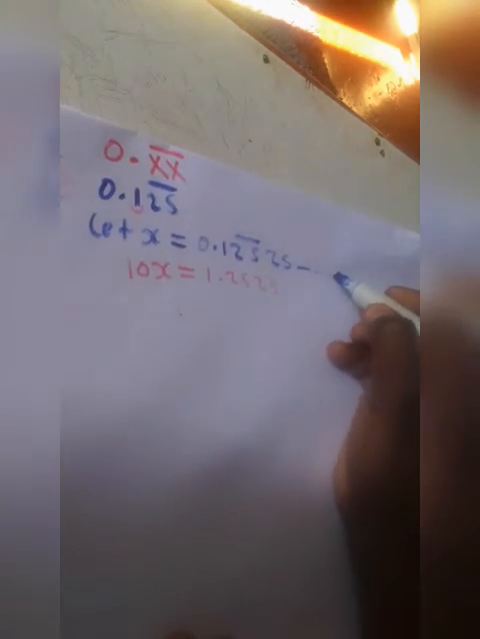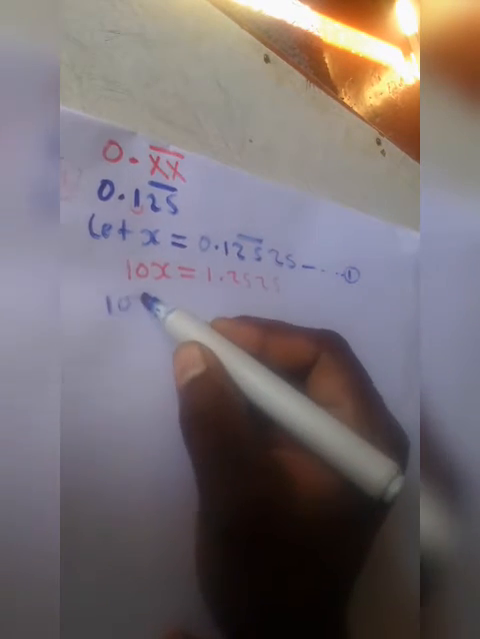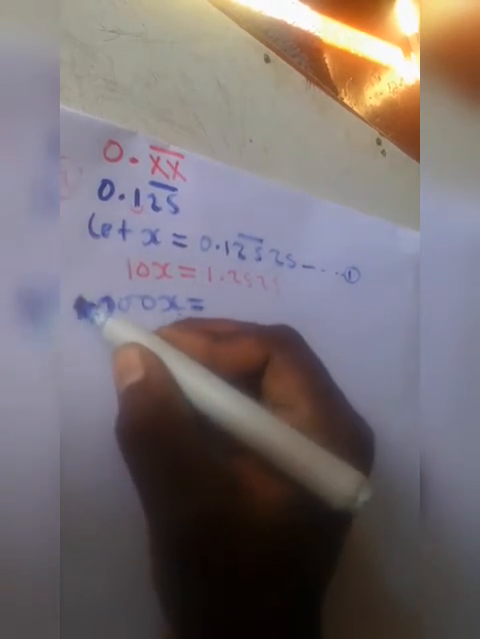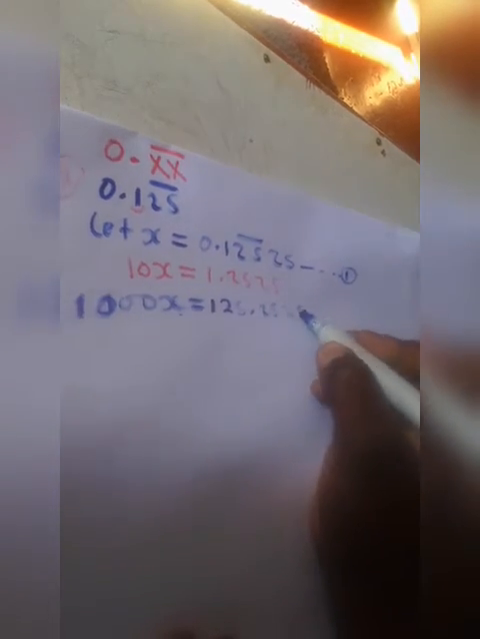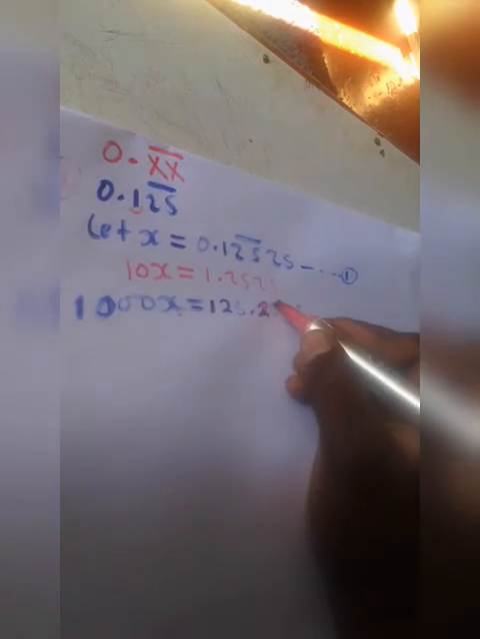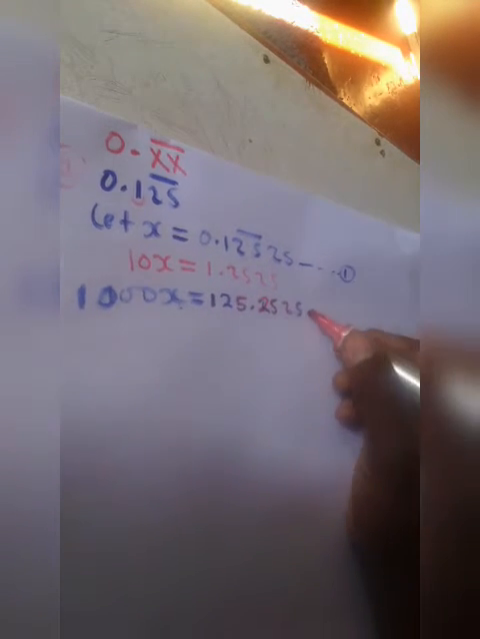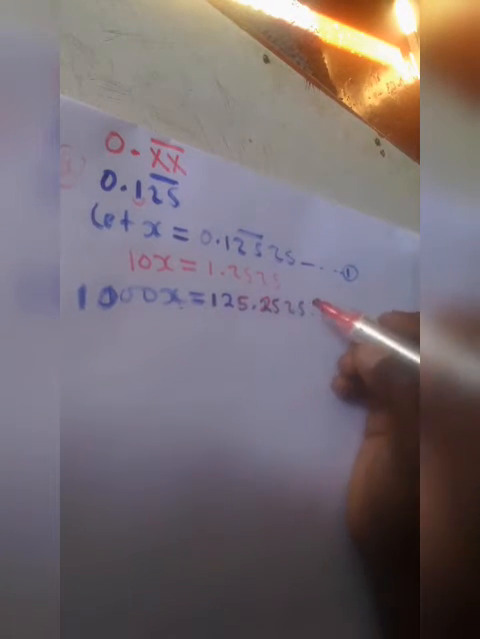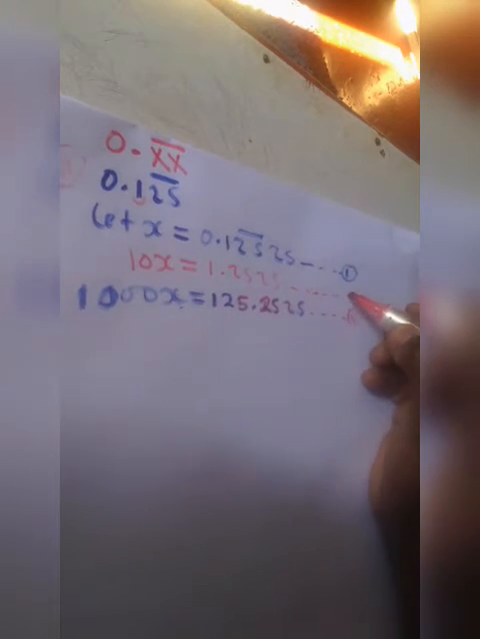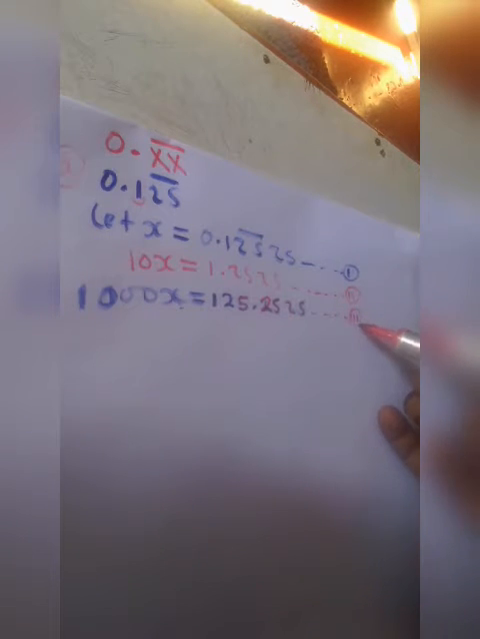So you say you multiply equation 1, this equation. So when you multiply this by a factor of 1000, you're going to have 1000x is equal to 125.2525, like this. This is what you are going to have. My markers are fading. I'm running out of ink. 2525. So now regard this as equation 2. Then subtract equation 1 from 2. So, this is 3. This is equation 2. So subtract equation 1 from equation 3. This and this.